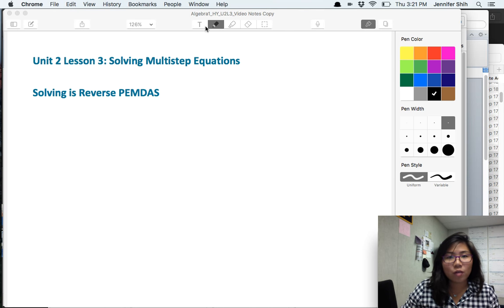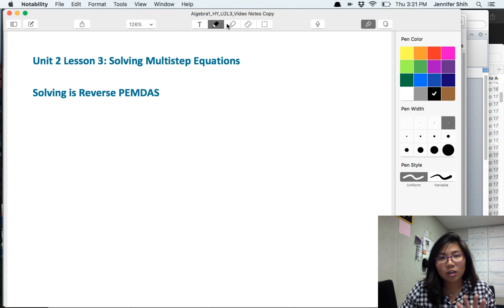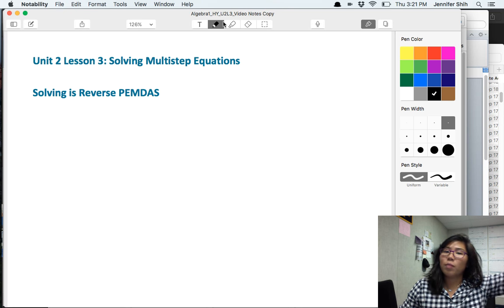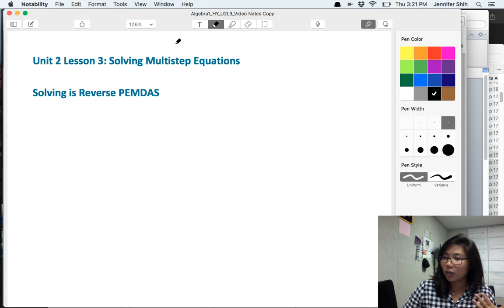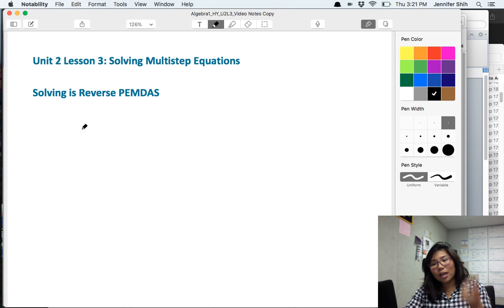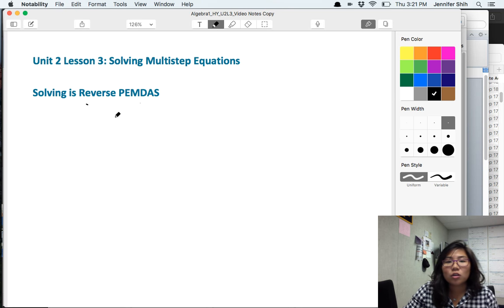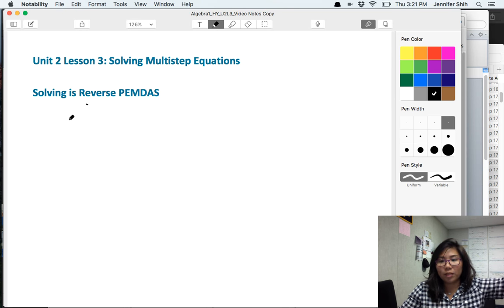Solving, the first thing you should write in your notes, if you need to pause and get your notes together, is that solving is reverse PEMDAS. We have spent a lot of time with order of operations, both in this class and in your math class, but now when we solve, we consider the same order, but backwards. So in your notes, it should be titled Unit 2, Lesson 3. You should have your Cornell boxes drawn in on the side, and then the first thing you write is that solving is reverse PEMDAS. You can even put it in your big ideas section.